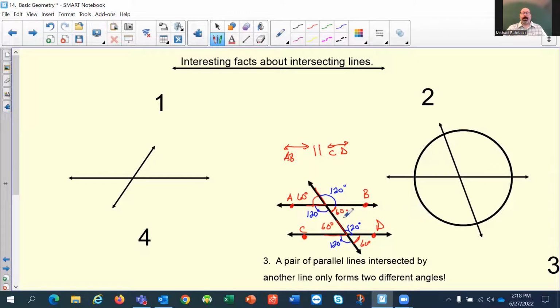All right, so that's kind of cool. It looks like it's a tough question. It's really not. If you can add to 180, you can get every one of those angles.